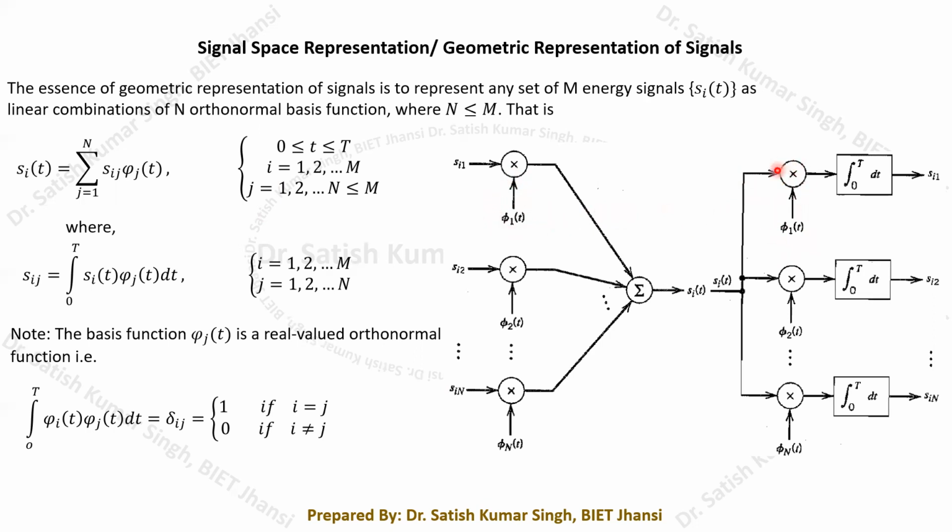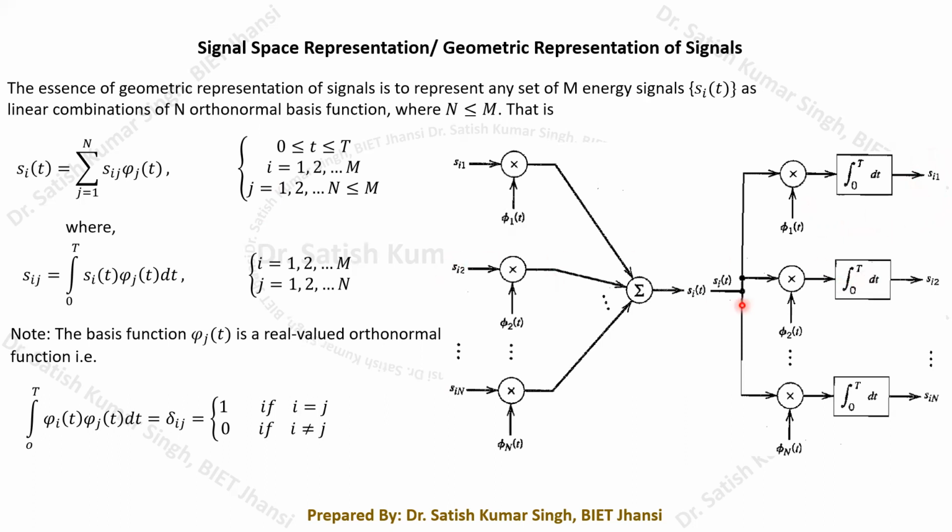The same phi1(t) has to be multiplied, and then we have to integrate it from 0 to T time. That will give you the output equal to si1. This is a very important expression. The same thing that we have written mathematically is shown here diagrammatically. Try to understand that we have to multiply with the same basis function, and then we will be able to get back this si1.